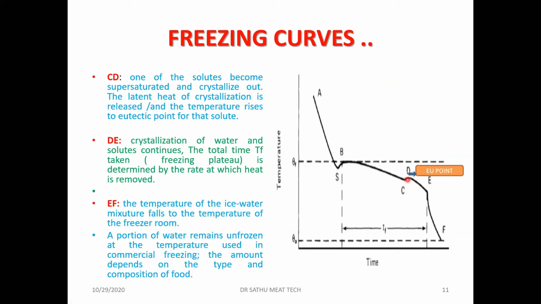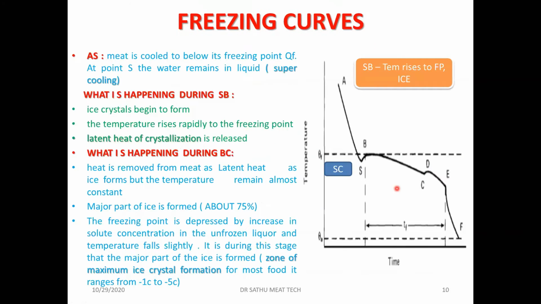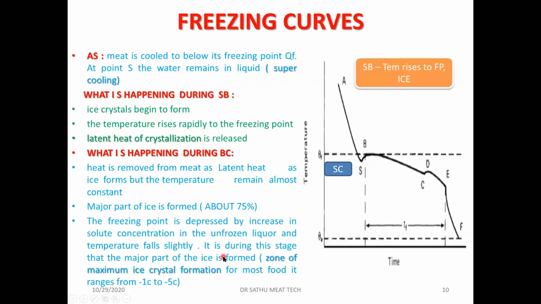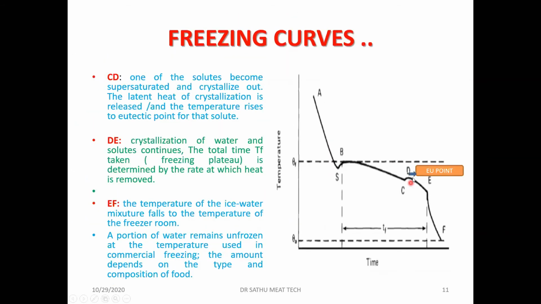But in the case of meat, there is not only one solute, there is a complex of solutes. That is why we use the terminology final eutectic point. So there will be a complex of solutes, and it will be attaining the eutectic point. Then DE, what is happening? The crystallization of the water and the solute. The solution will start forming ice or crystal forms, and the total time taken for freezing is determined by the rate at which the heat is removed. So the total time depends on how much heat is released.